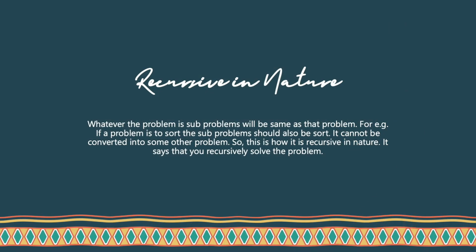Now one important thing to keep in mind about divide and conquer is that whatever the problem is, the sub problems will be the same as that of the problem. What I mean to say is, for example, if the problem is to sort an array, the sub problem should also be sorting. It cannot be converted into some other problem. So this is how it is recursive in nature. You recursively solve the problem while using the divide and conquer strategy.